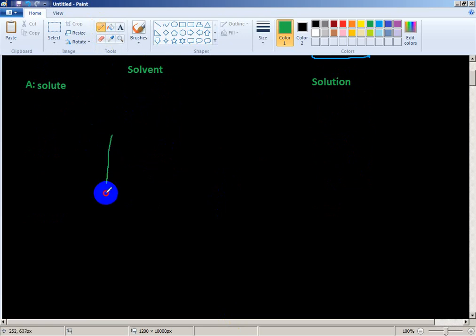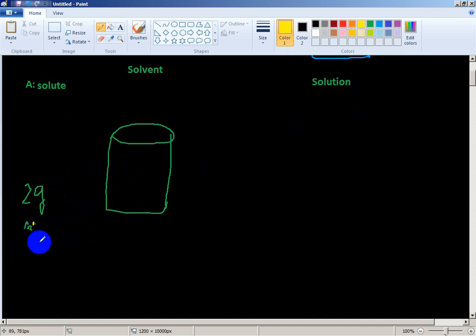Like you take 2 gram salt. Here add 2 gram salt. Okay, 2 gram salt. I should give this salt color. What is salt color? Like I take the copper sulfate. Copper sulfate's color is this color.